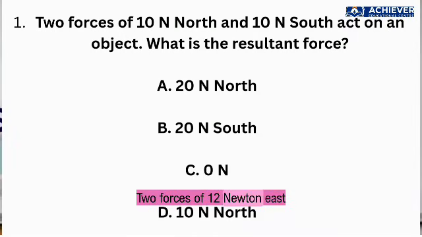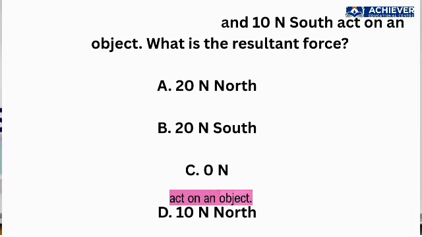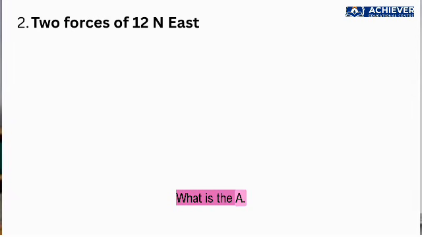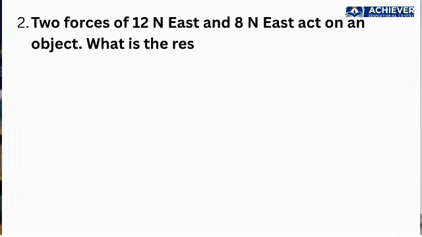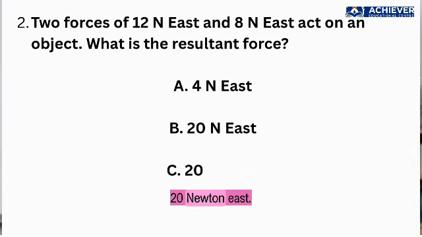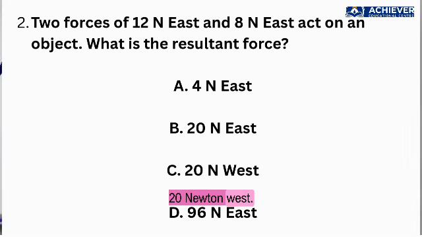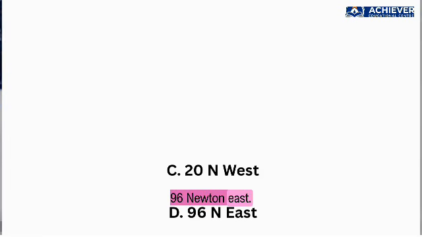Question 2. Two forces of 12 Newton east and 8 Newton east act on an object. What is the resultant force? A. 4 Newton east. B. 20 Newton east. C. 20 Newton west. D. 96 Newton east.